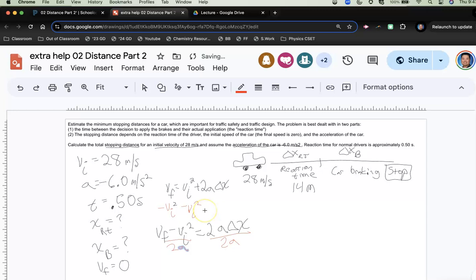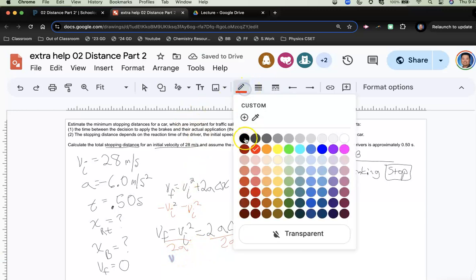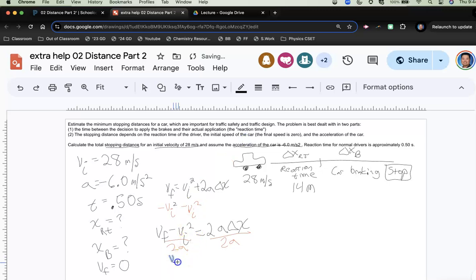Carlos, tell me what's left over. VF minus VI squared over 2A equals triangle X. Okay. We're going to solve for this problem now.